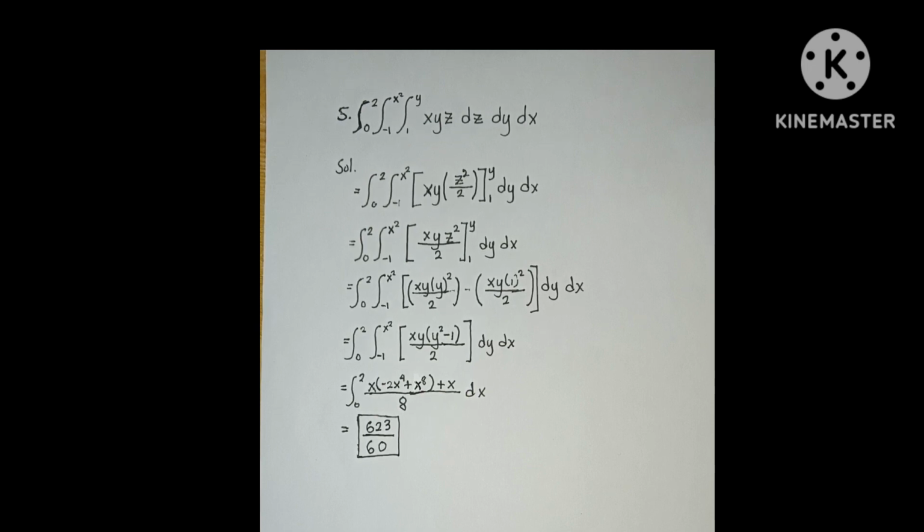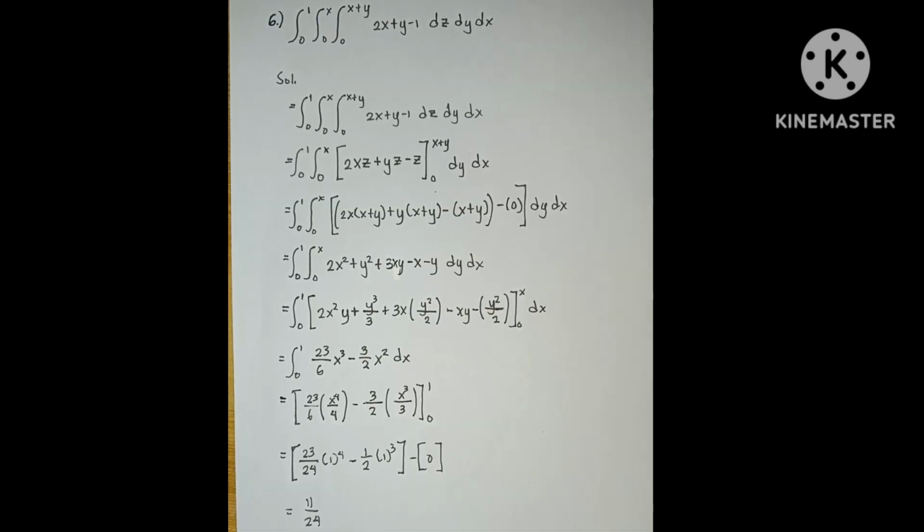Next, we have the integral from 0 to 2 of x times negative 2x raised to the power of 4 plus x raised to the power of 8 plus x over 8 with respect to x. If we put it on the calculator to compute the value of x, we get the answer 623 over 60. Since this answer cannot be simplified, this is the final answer.